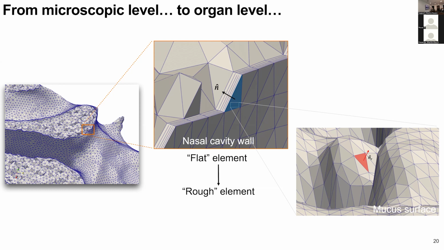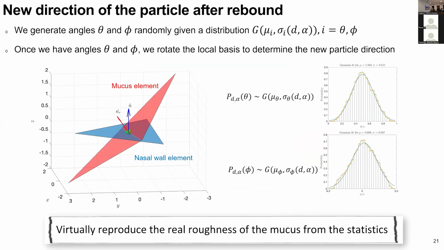So the next step is to try to introduce this roughness. We generate angles theta and phi of rebound by randomly sampling from the Gaussian distributions that we found. Once we have the angles, we rotate the local basis of the nasal wall element to determine the new direction of the particle. In this way, we virtually reproduce the roughness of the mucous surface from the statistics.